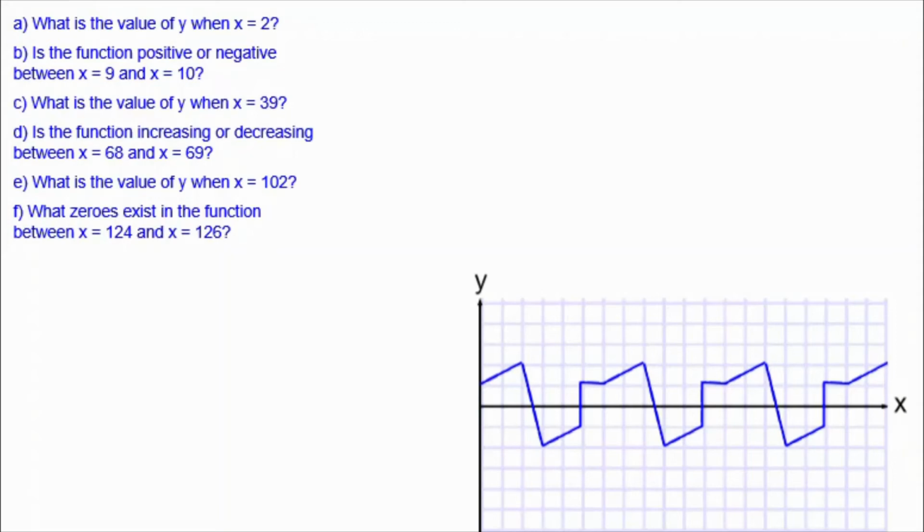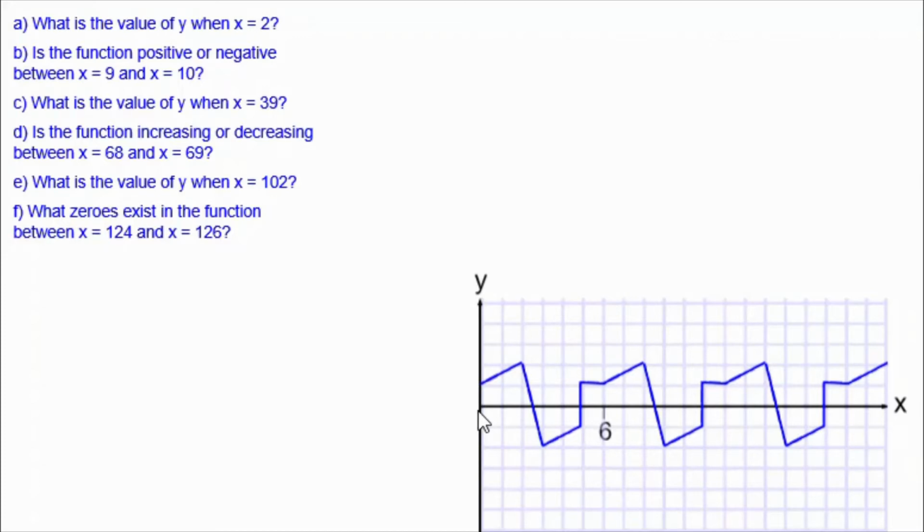Today's Daily Dose of Math is an example of a periodic function and the type of questions that we might have to answer about a periodic function. Here I have my periodic function and I can see that there's a certain pattern that repeats. When the pattern comes to its end and then starts over again, I have reached the end of a period. And I can see that with this function, my period is 6.